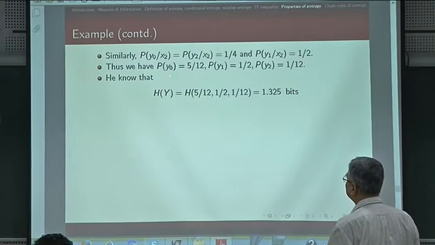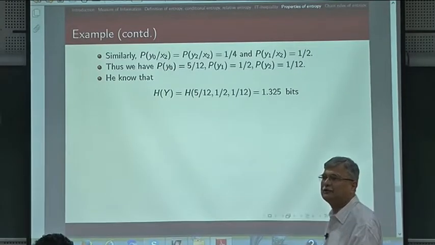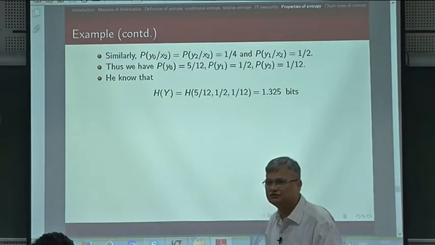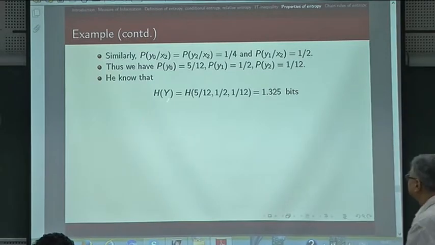I hope you know how to find out p(y0): multiply by the probability of x1 and by the probability of x2, and based on that you can find this. I am sure if you have difficulty, some of your friends can help.